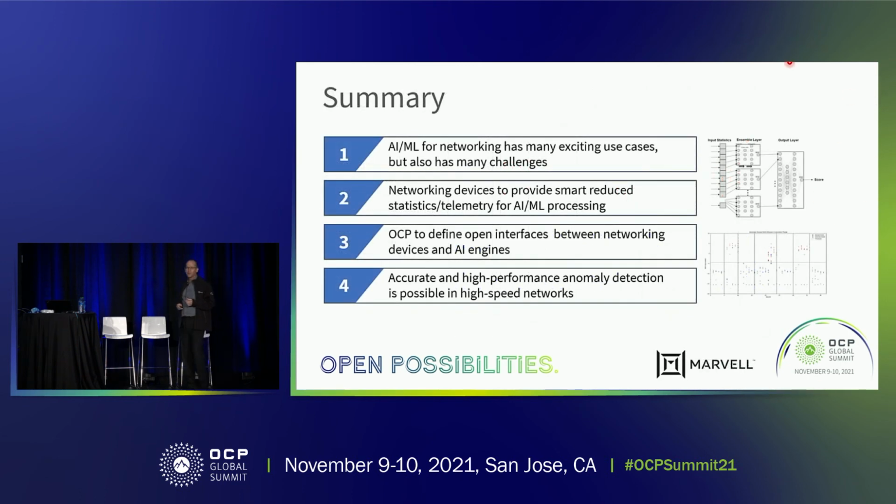OK, so to summarize, we showed today several use cases of what machine learning can do for networks, the challenge of machine learning to process high-speed networks, and the need to reduce the number of events per second. We showed what the networking device can do, how to reduce this amount of traffic, and then about the role of OCP in the SAI working group and the SONiC working groups. And lastly, I showed a real-life use case that shows that even though we reduce and create smart statistics on the networking device, we still are able to detect anomalies in high-speed networks.